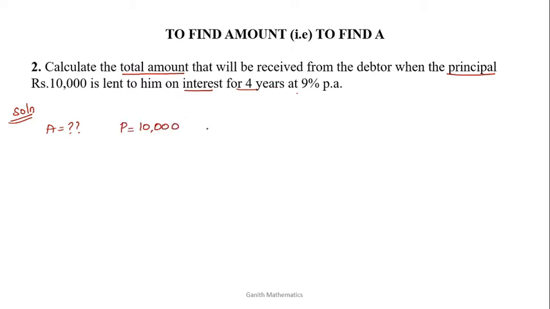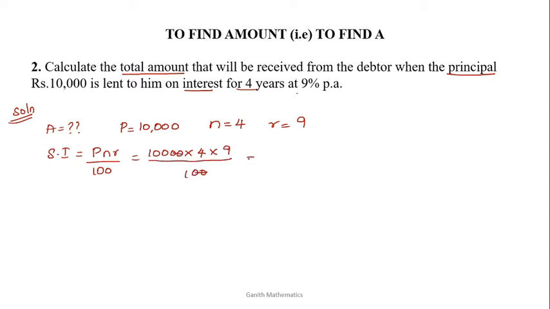Okay, and number of years is 4 and rate of interest is 9. So I'm going to find A. We know the amount formula involves the simple interest. So first of all, I would like to find the simple interest. Simple interest is nothing but PNR by 100. So P is 10,000, N is 4 and R is 9 divided by 100.